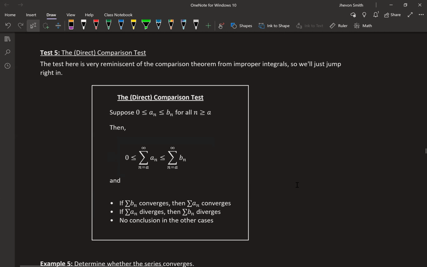And on top of that, a very similar conclusion to the comparison theorem for integrals holds. If the larger one converges, then so does the smaller one. If the smaller one diverges, then so does the larger one. And in other cases, you can't really make a conclusion because we can't tell. For the same reasons that the comparison theorem for improper integrals made sense, this thing makes sense for exactly the same reasons.